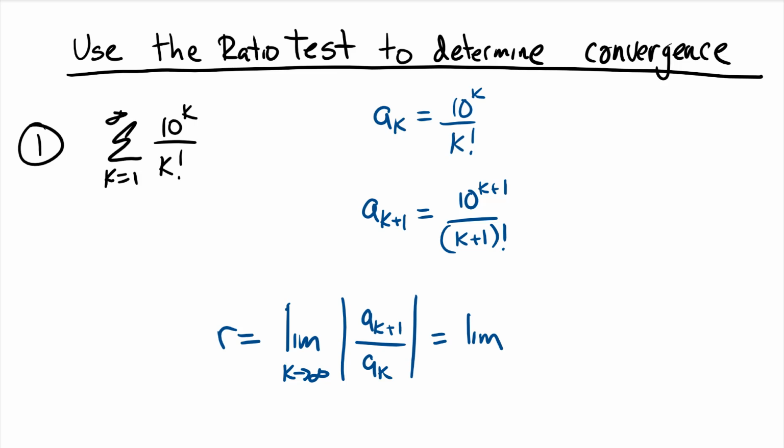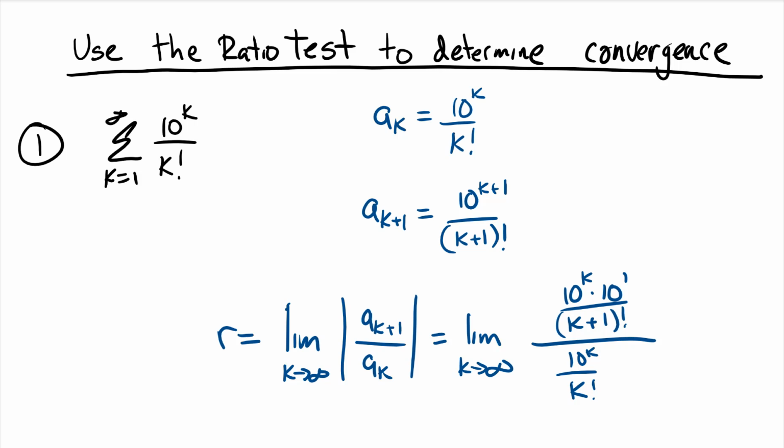So we're not going to write the absolute values, that's only going to cause confusion. Everything is positive here. So we put our a sub k plus 1 up top. There's your 10 to the k plus 1. Do you see it? Did you know 10 to the k times 10 is 10 to the k plus 1? I hope so. And then we get 10 to the k over k factorial.